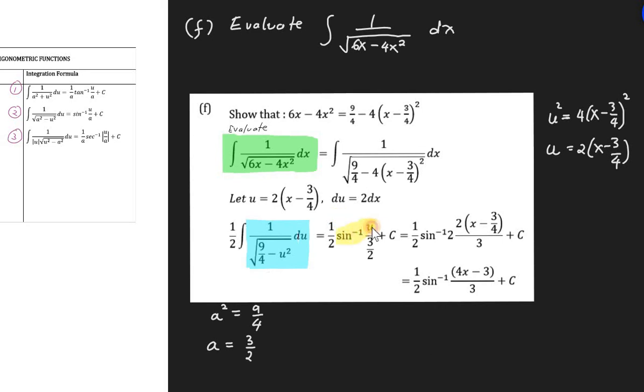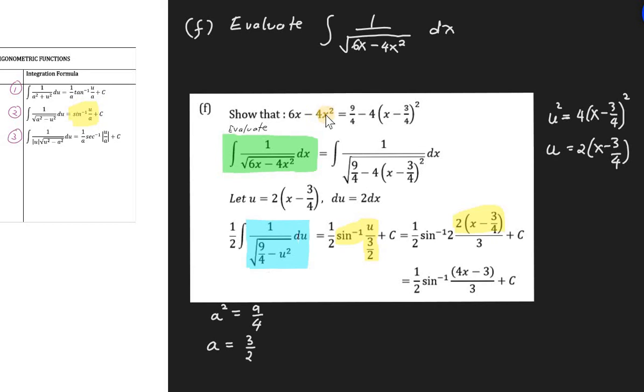Constant, we put it outside. It is u over a. So u over a just now is 3 on 2. Flip this, 3 on 2 becomes 2 on 3. Then we replace back the u, which is the 2. We simplify it further, and if the calculation is correct, we will get 4x minus 3. And that is the answer.